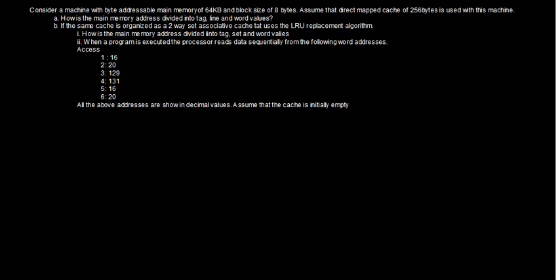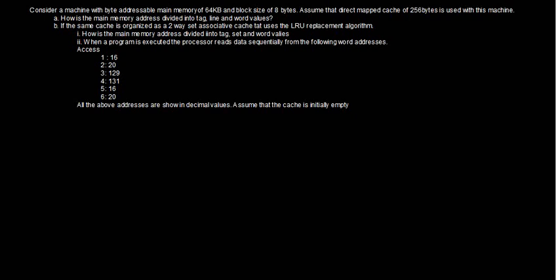Okay. Hello everyone. So we're going to continue with questions on cache memory. This is the first question we're doing, from test 1 2022: consider a machine with byte addressable memory of 64 kilobytes and block size of 8 bytes. Assume the directly mapped cache of 2^6 bytes is used with this machine. So how is the main address divided into tag, line, and word values?